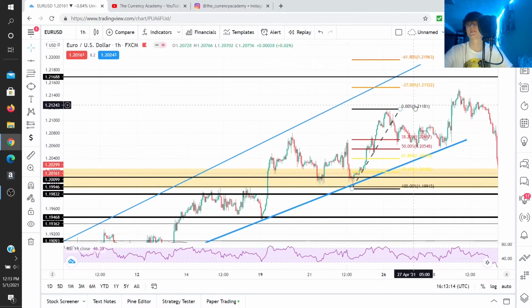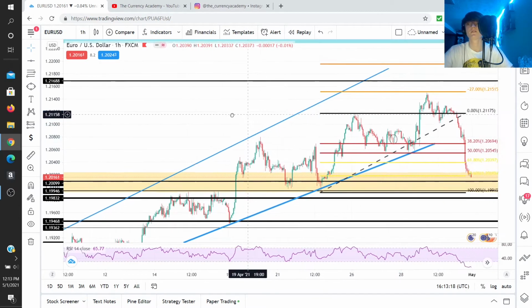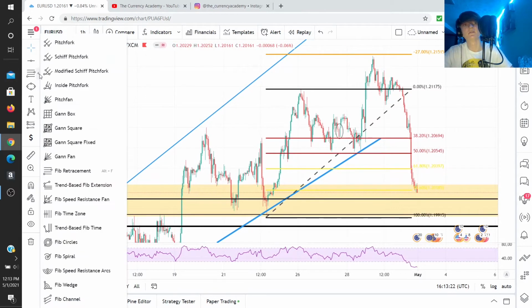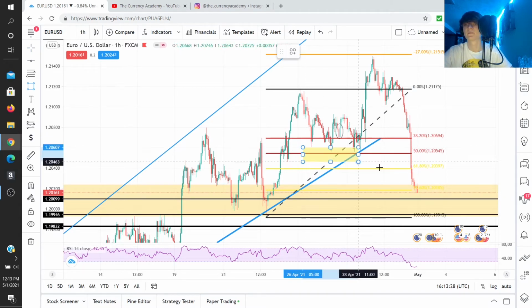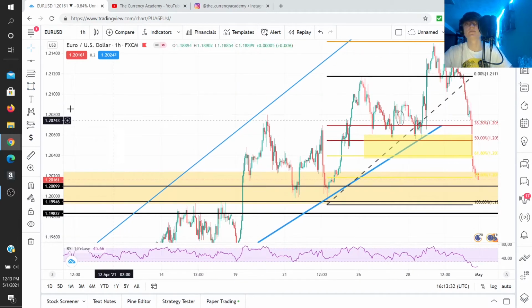Now with this trade, you're going to be waiting for price to come and bounce off of our sort of golden ratio box. This is kind of the golden ratio box. So I'm going to show you what I mean.